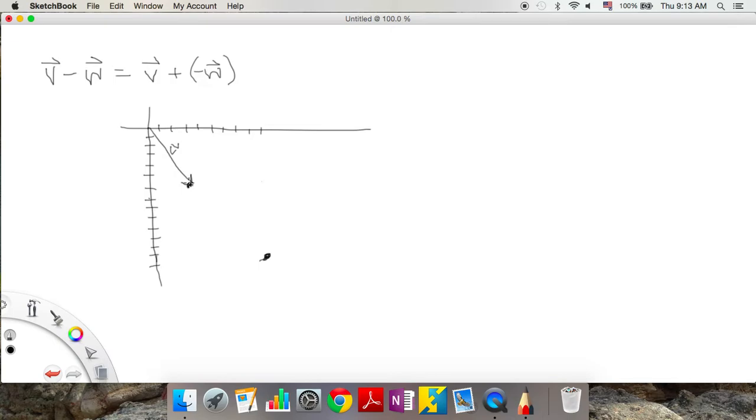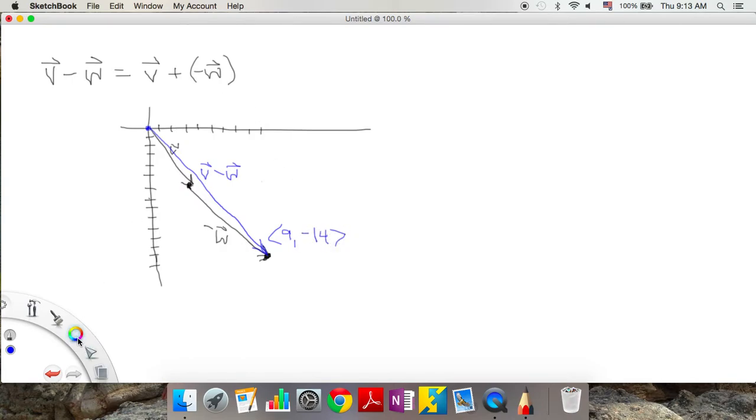So we go from the tail of v, we put the tail of opposite w onto our v, and we end up with this opposite w vector, so that when we draw in our sum, we go from the origin, the tail of the first one, to the head of the second one, and this is our v minus w. So where are we down there? Well, down here we're at (9, -14).